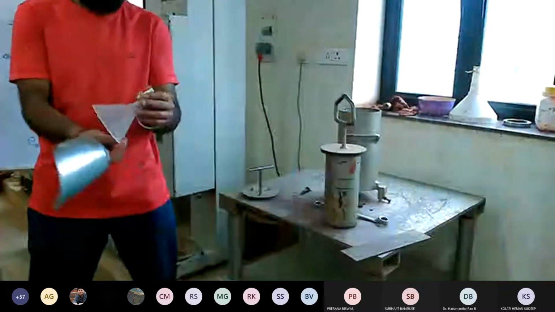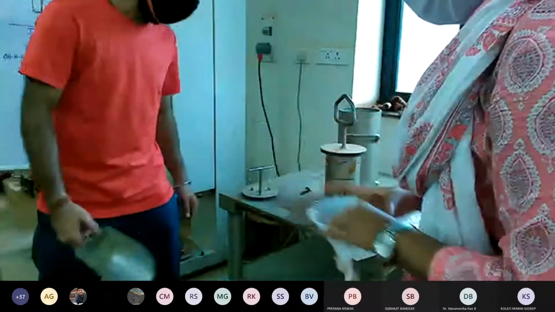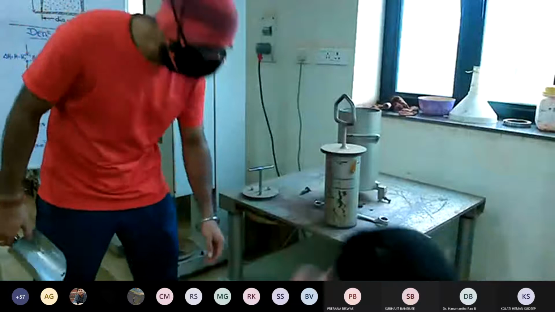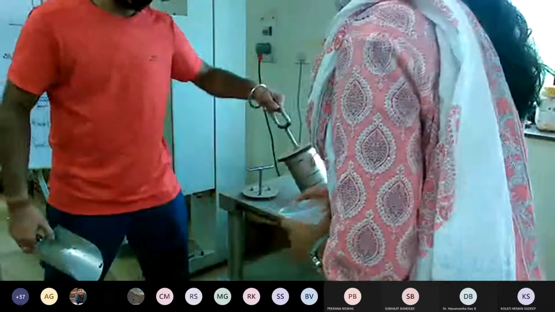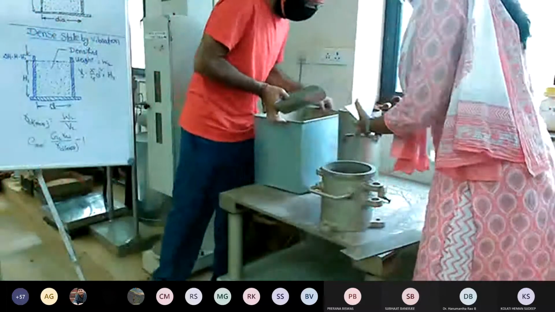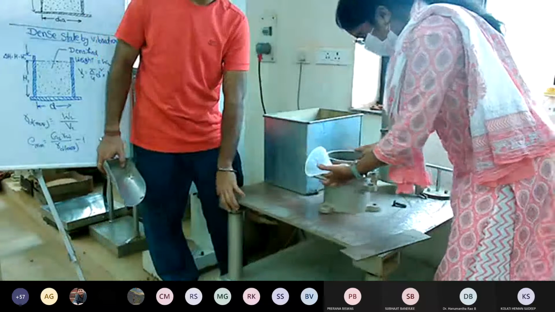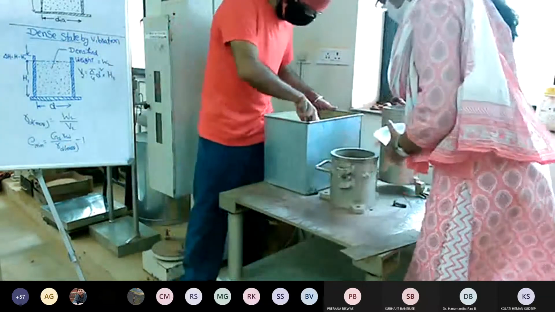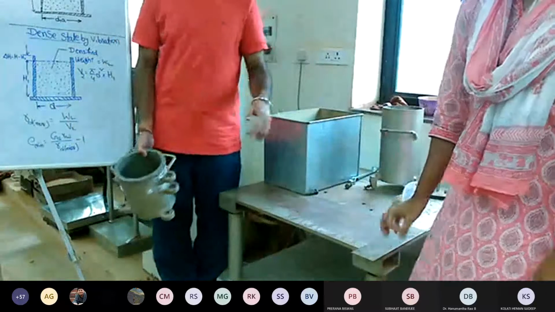We have a funnel here. Keep it down. So this is the relative density table on which we will apply vibrations. We will take the initial weight and show the record, give the readings to you.